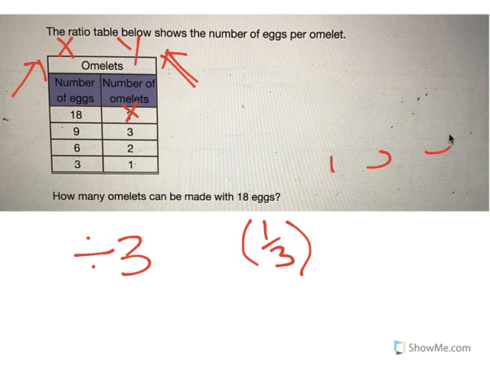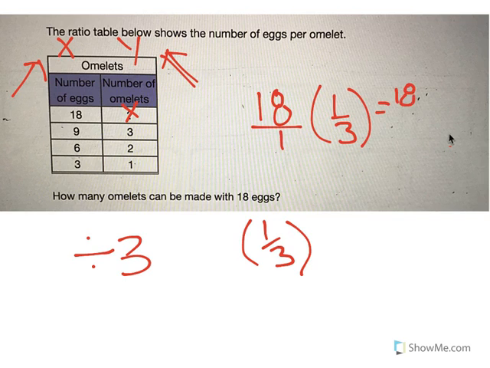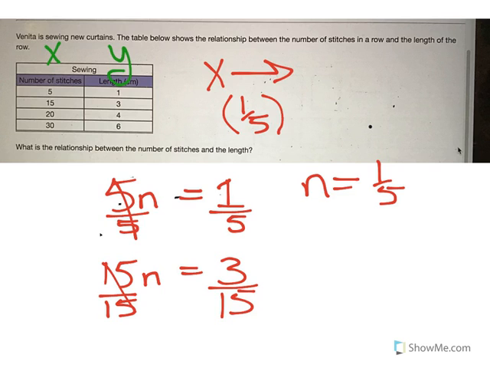Once I know this, I can plug 18 in. And so 18 divided by 3, or 18 times 1/3, I'm going to get 18 over 3, which simplified equals 6, and that is my answer. All right, so hopefully this has helped in solving for unknown values in a table or finding the rate.